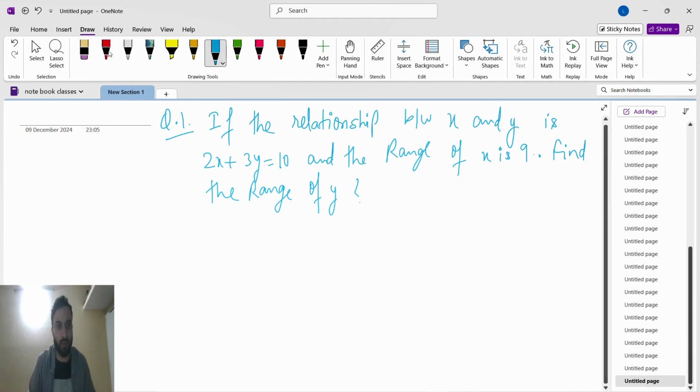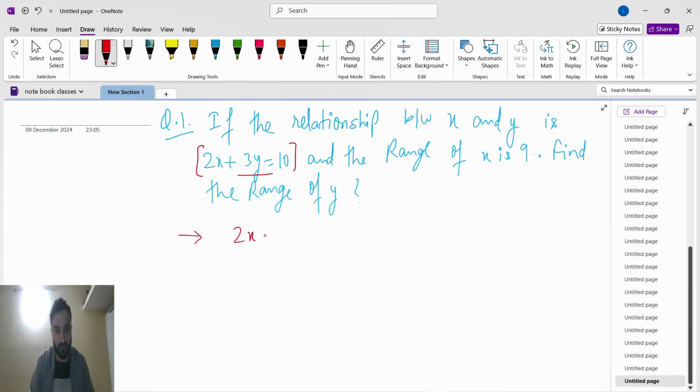Now see, very simple question guys, very simple. What have we seen in the question? They had given one equation. Equation is 2x plus 3y equals 10. They had given one equation and they had given the value of one variable. They had given x is 9. You have to find the value of the other variable. Find what is y.